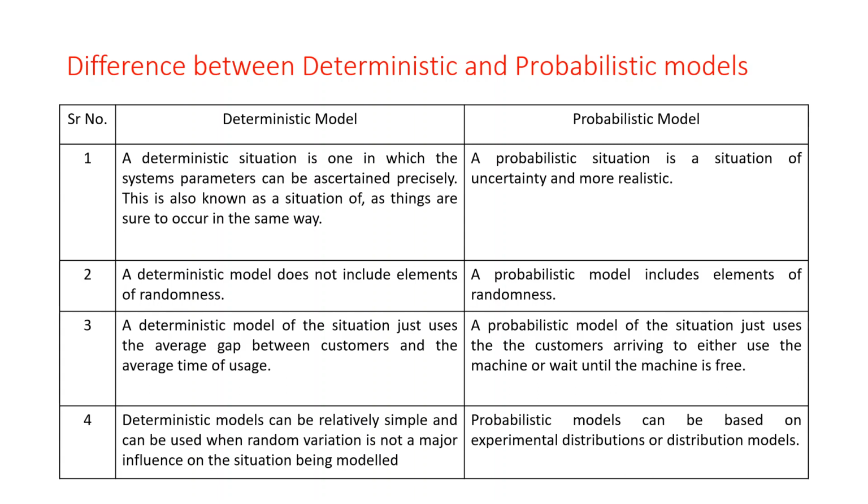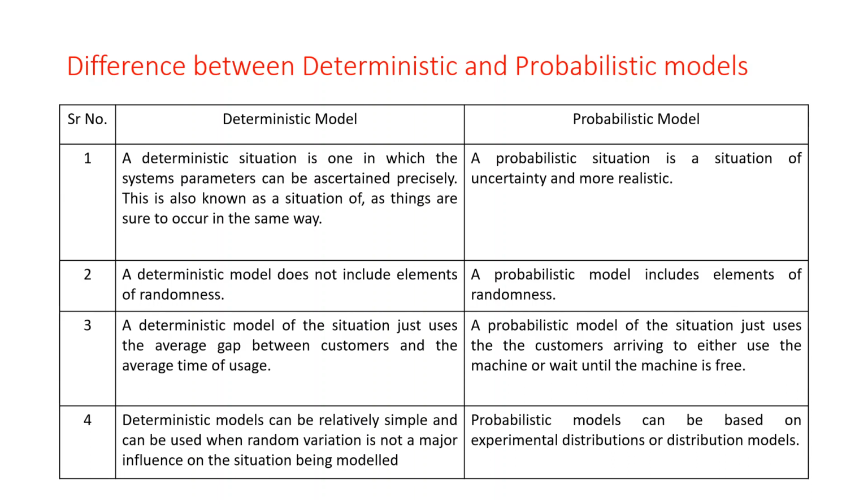So the probabilistic model includes elements of randomness. In the deterministic model, they are not included, but in the probabilistic model, they include the elements of randomness. So here, every time we run the model we are likely to get a different result. In the deterministic model, we get the same result, but in the probabilistic model, we get a different result every time. So even with the same initial condition, the initial condition is the same, but the result is different.